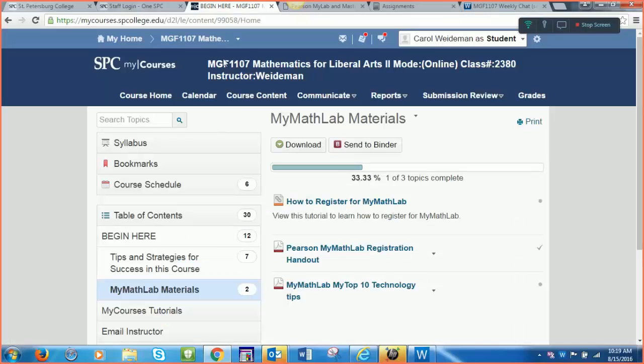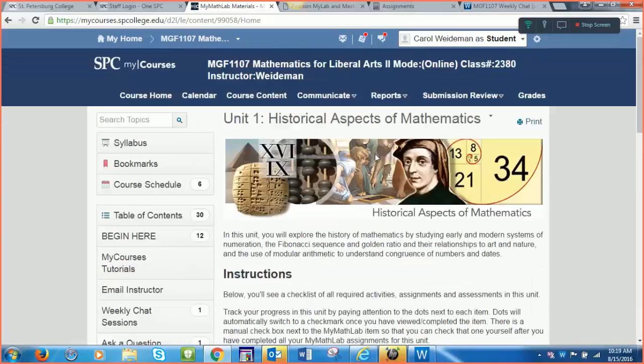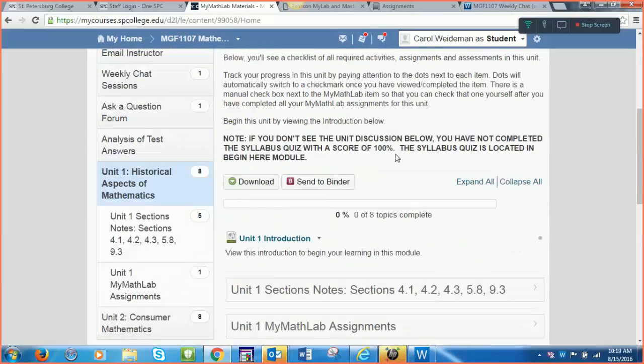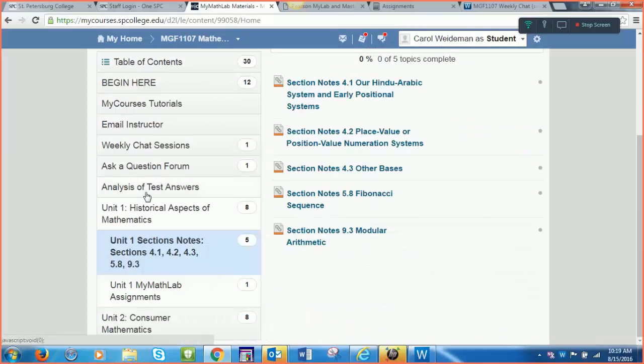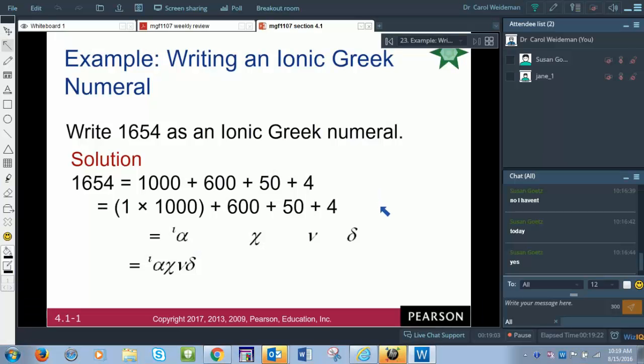Let me get back to the course for a minute. Just real quickly, this week we're doing Unit 1, which is the historical aspects of mathematics. Again, if you don't see the discussion for this one, you haven't done the syllabus quiz with 100%. The little introduction here gives you a checklist to go over for the module that might be helpful. There's the notes for each of the sections that we cover, and then your MyMathLab assignments. I think that's really all I wanted to show. Yeah, we're back now. I just wanted to do that briefly in case students were having any trouble.